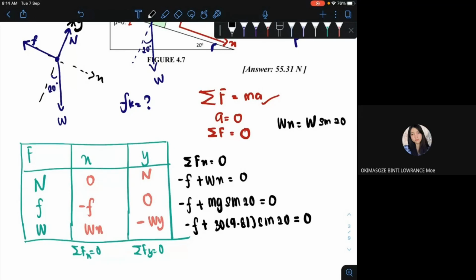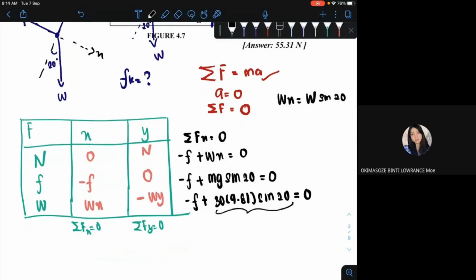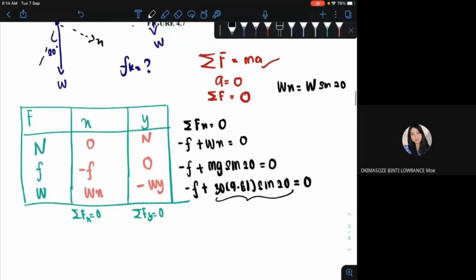Lepas tu, yang ni, boleh tekan kalkulator. 30 darab 9.81 sin 20. Awak akan dapat... kenapa jawapan dia tak sama? Sekejap, 30 darab 9.81 sin 20. 100.